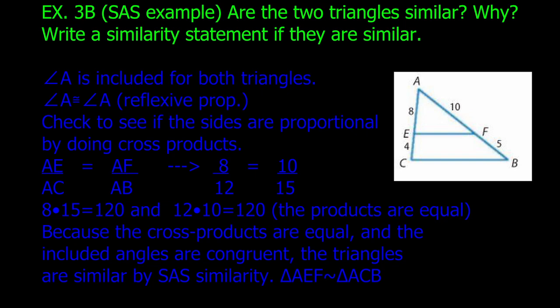Top left times bottom right, 8 times 15 is 120. Bottom left times top right, 12 times 10 is 120. The cross products are equal. And because the cross products are equal and the included angles are congruent, we know it's proportional and the triangles are similar by SAS similarity. And then I wrote there AEF is similar to ACB.